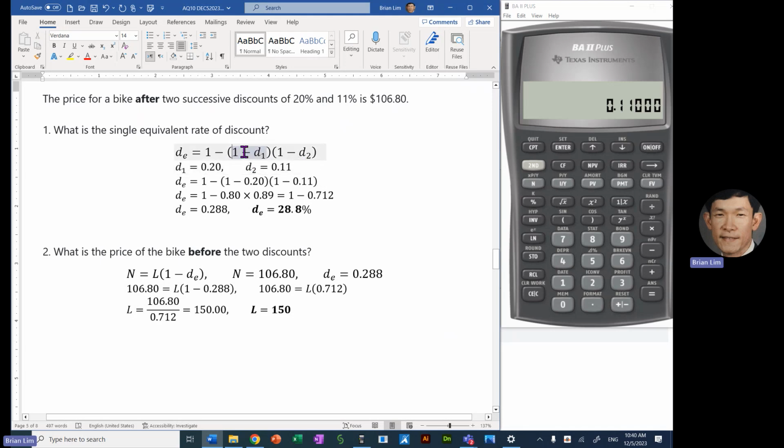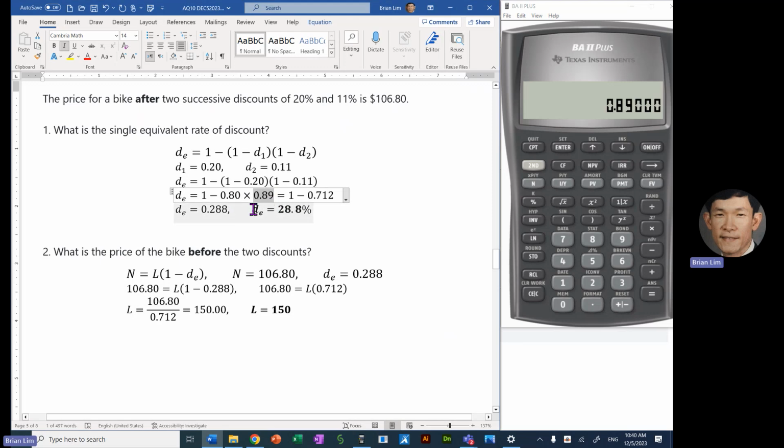Now we insert the values into this formula right here, 1 minus D1, 1 minus D2. We have those numbers, so let's go. We go 1 minus 0.2, and that gives us this value of 0.8 right here. And then 1 minus 0.11, we'll get this 0.89. All right, so let's multiply these two numbers.